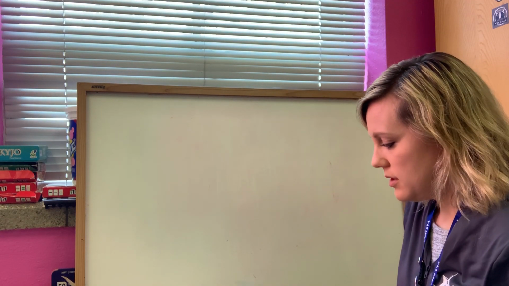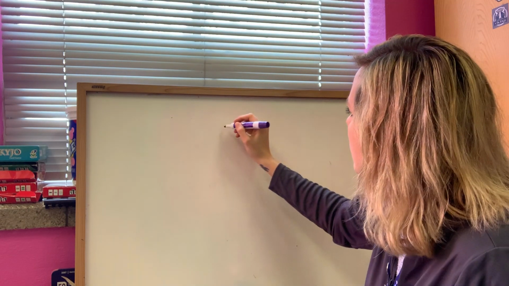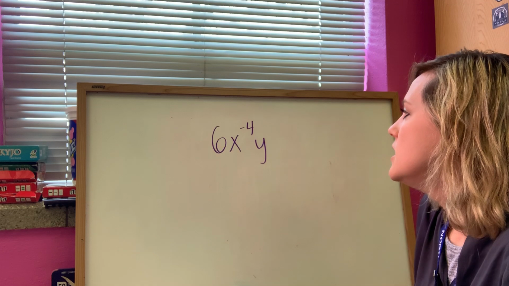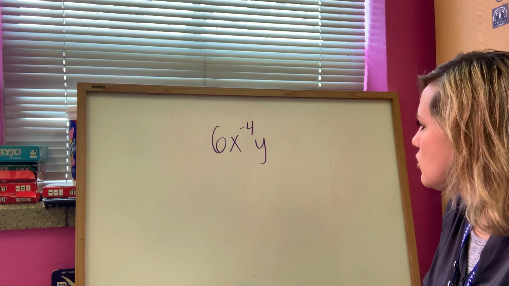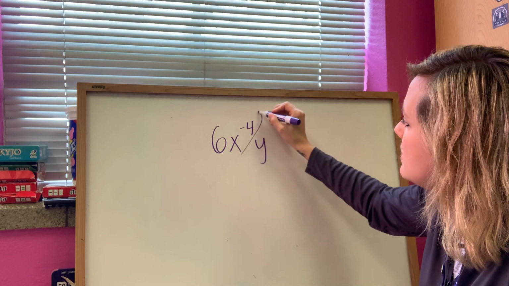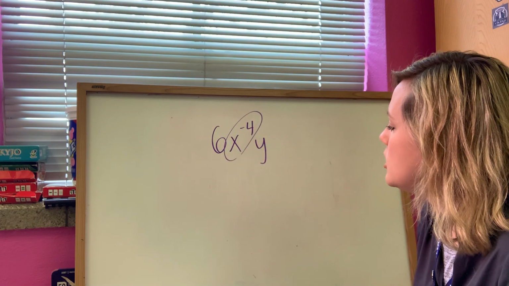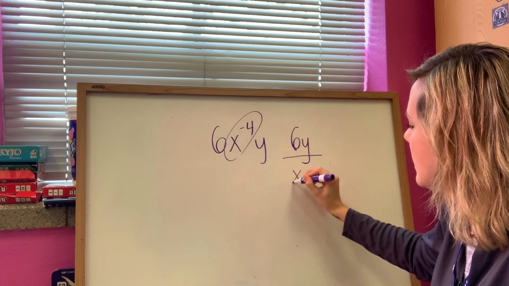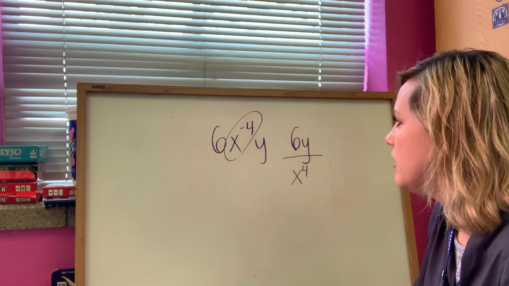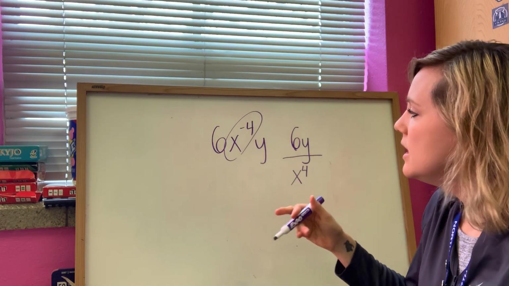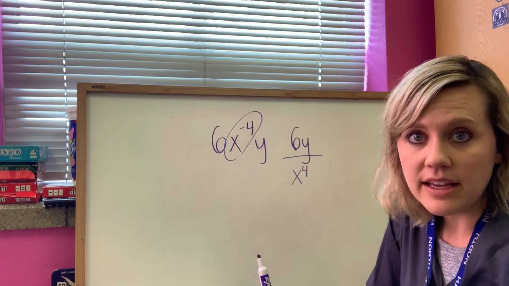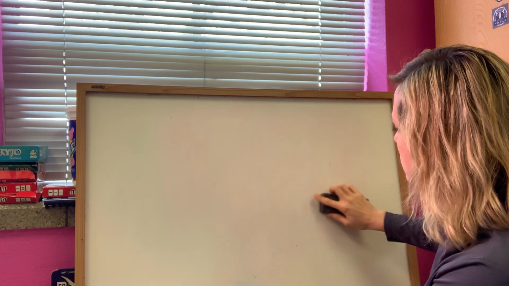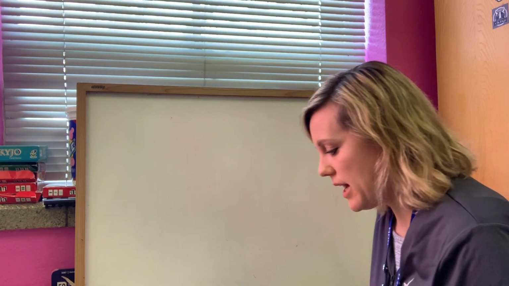Let's do like 3 more examples. 6x to the -4th y. So this one's just the negative rule, not product or quotient going on, but this is going to need to move. So the answer would be 6y over x to the 4th. And that would be your final answer. When you're doing these, just make sure your final answer does not have any negative exponents in them. We do not want negative exponents in our answers.